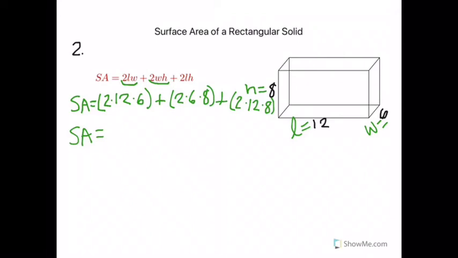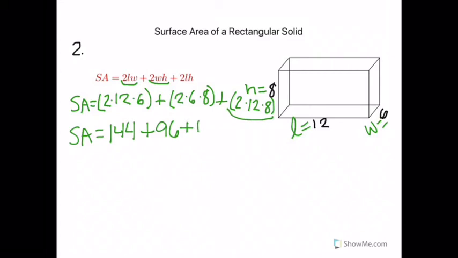All right, this first part here, 2 times 12 times 6 is 144. Sorry, you might be able to hear my dog snoring in the background. That middle part, 2 times 6 times 8 is 96. Plus, last part, 2 times 12 times 8 is 192.